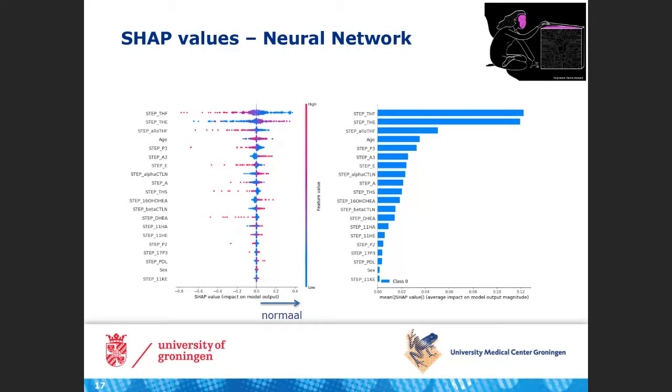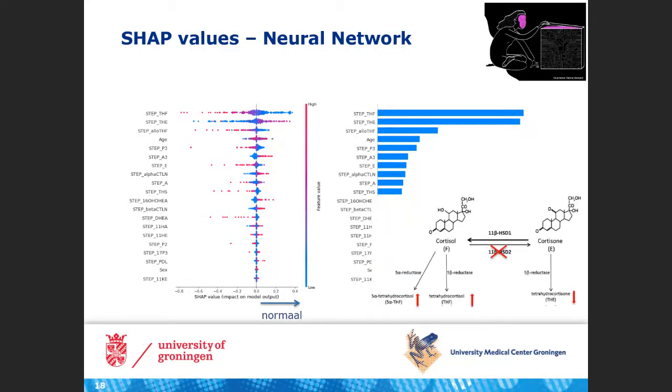And if we look further into this, we can see, for example, that the neural network was really good at classifying the 11B HSD type 2 deficiency pretty well. You can see this back actually in the SHAP values, because as you can see in this figure, if someone has a deficiency in the 11B type 2 deficiency, this part is blocked, and you would get an increase in the metabolites of THF and allo THF. This is a 5-alpha, but it is the same as allo THF in this figure, and a decrease in THE, which you can also see as a second important value.